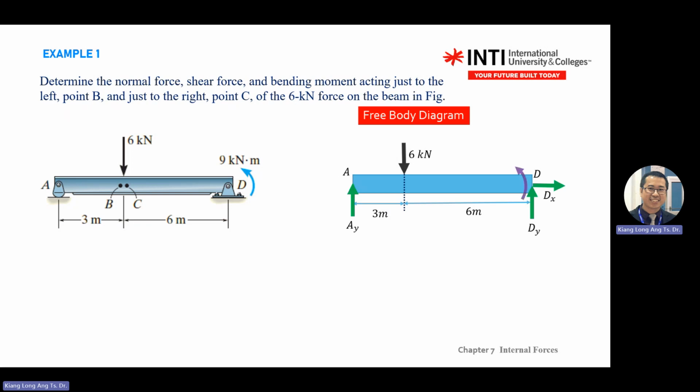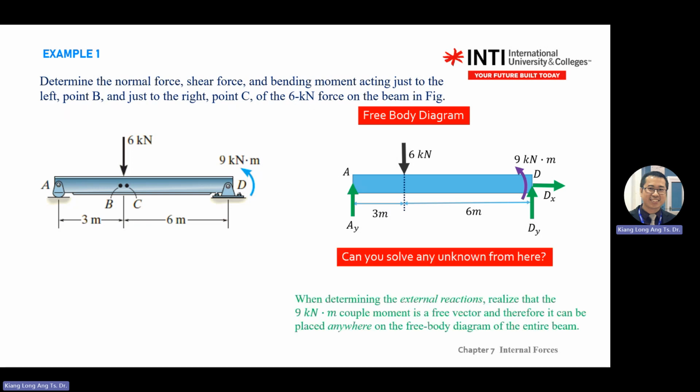Okay. Dx, dy, there's a moment, 9 kilonewton meter. Okay, so you should be able to solve the unknown. Dx will be 0, but you cannot straight away write dx equals 0. You need to write all the force in x equals 0.